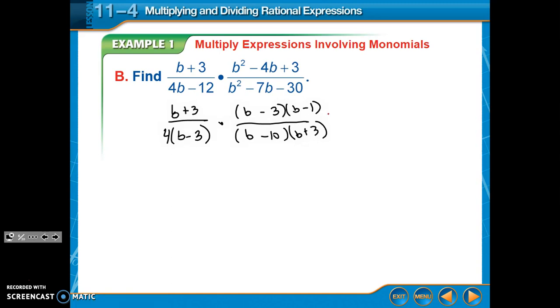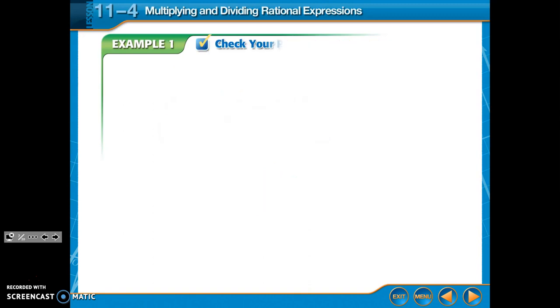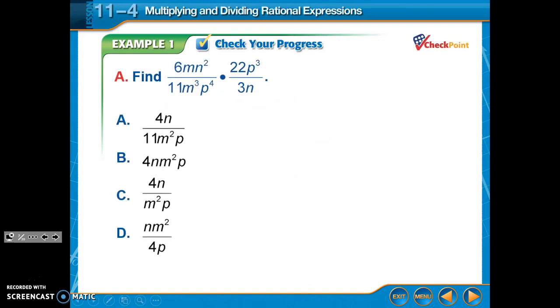Once I have this, I can start going through and canceling anything that's both in the top and the bottom. So this and this cancel, and then b minus 3's cancel, and then I just look and see what I have left. So on the top I have b minus 1, and on the bottom I have 4 times b minus 10, and that's my answer. Okay, so you guys give these a go.